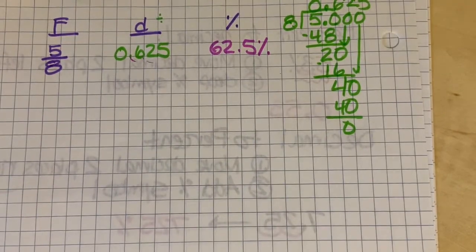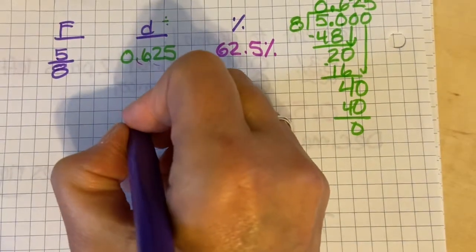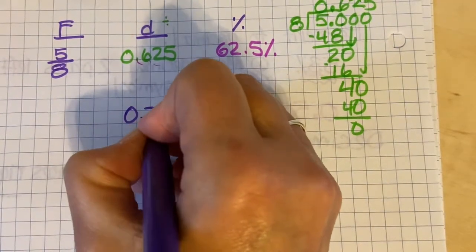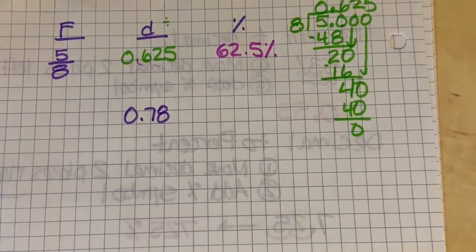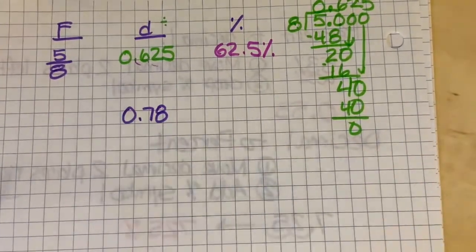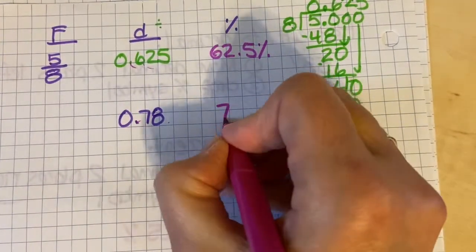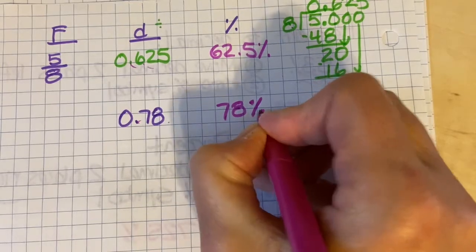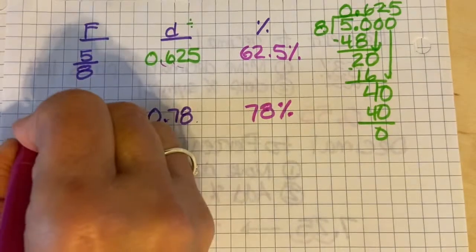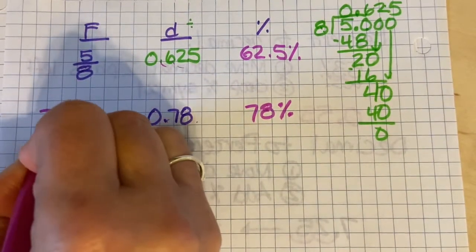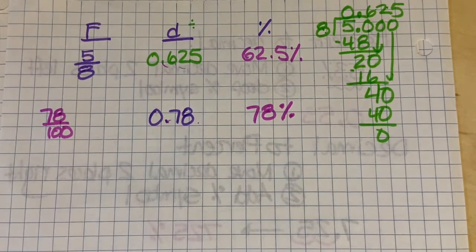All right, let's try one where we know the decimal. All right, let's say we have a decimal of 0.78. Okay? So the percent should be really easy because all I got to do is move that decimal 2 places and I would get 78%. Okay, so that part was really easy. Now, the fraction I would have to do is 78% or 78 out of 100. I would just have to put that in lowest terms.